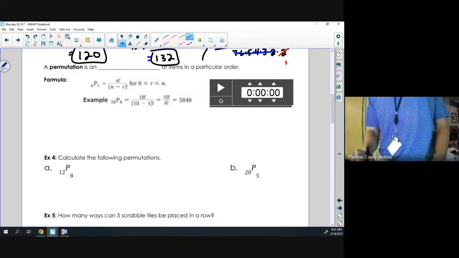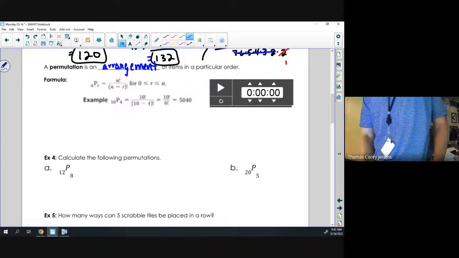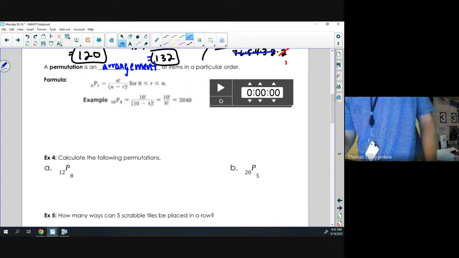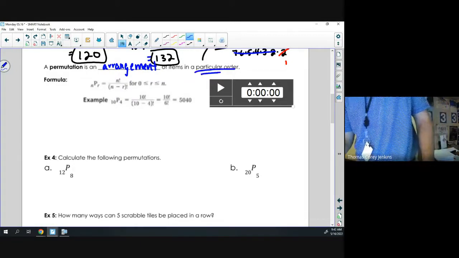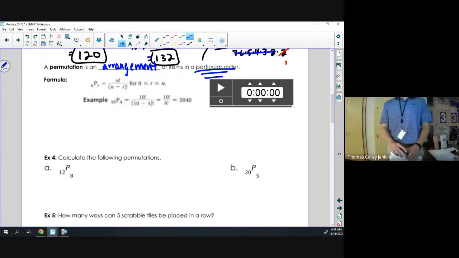So a permutation is an arrangement of terms in a, and here's what you need to highlight. This is the big part. It's in a particular order, so like a race or something. Order matters.